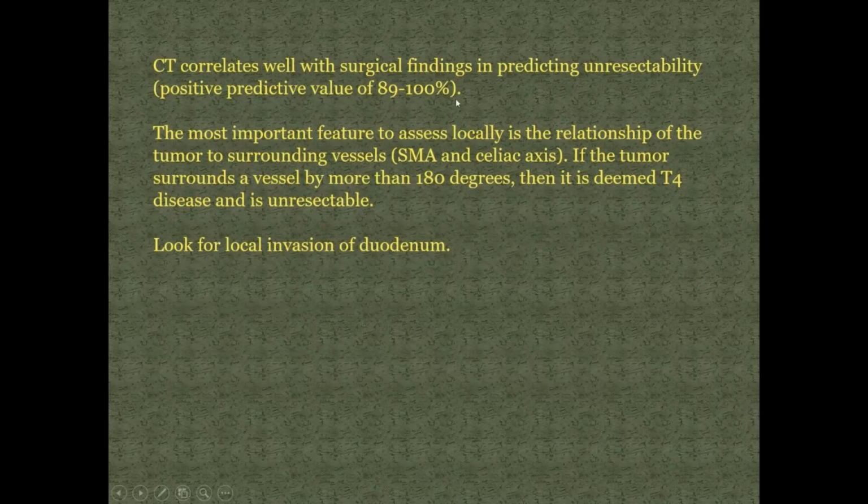CT has a very high positive predictive value of 90 to 100% in predicting unresectability, and the most important factor to look for is the relationship of the tumor to the surrounding vessels like the superior mesenteric artery and celiac axis. If the tumor surrounds the vessel by more than 180 degrees, then it is deemed T4 and it is surgically unresectable. And also you have to look for local invasion of the duodenum.